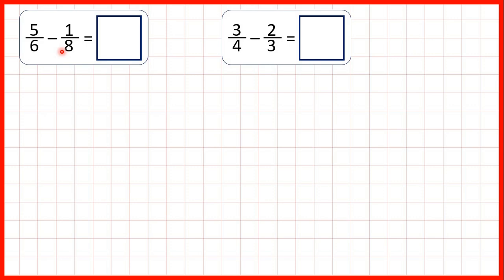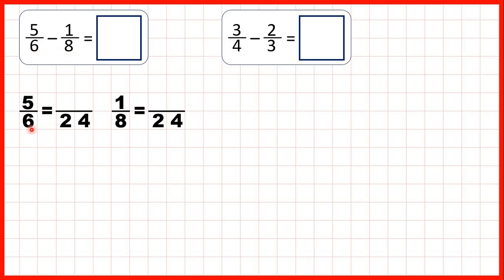So to subtract fractions, we need the denominators to be the same. So we need a number that's in both the 6 and the 8 times table. Now the lowest common multiple of 6 and 8 is 24. So we can find equivalent fractions for 5/6 and 1/8, which have a denominator of 24. But we could use any common multiple of these numbers, so we'd still get the right answer if we used 48 or any other common multiple of 6 and 8.